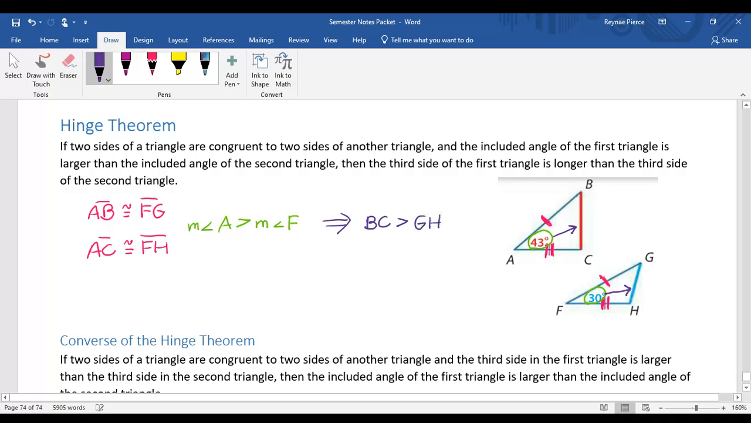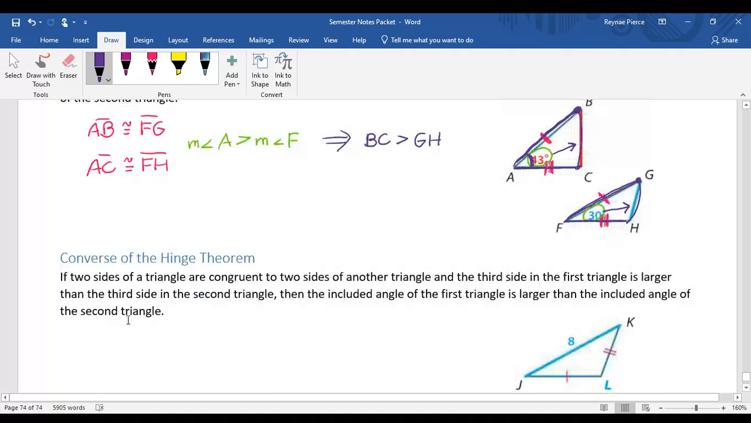So think of AC here and FH like the doorway. The doorway is not going to change. And AB and FG, that's the door. The door is not going to change size. When we open the door farther, that distance from the door to the doorway has to be bigger than if the door is not open as far.